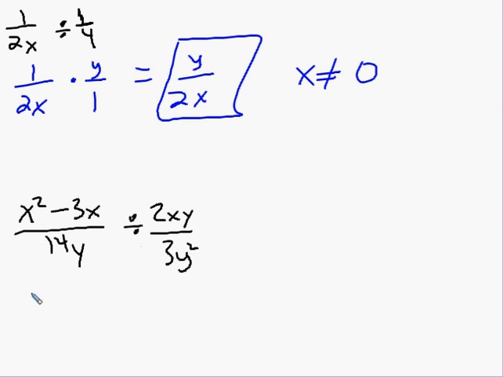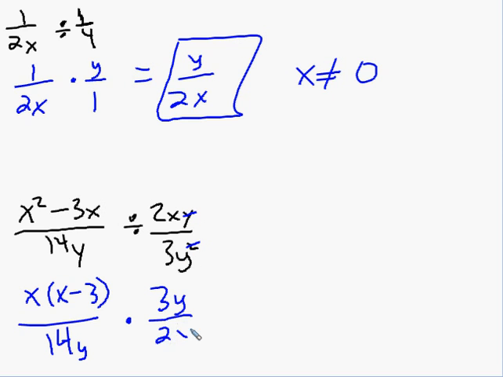I'm going to factor this so I can do that keep flip change step at the same time as I'm factoring, just to save myself a little bit of room. Times. So I'm going to flip this. I'm also going to, look, I can cancel those. Okay, so I'm going to get 3y over 2x. And these x's cancel. These y's cancel.